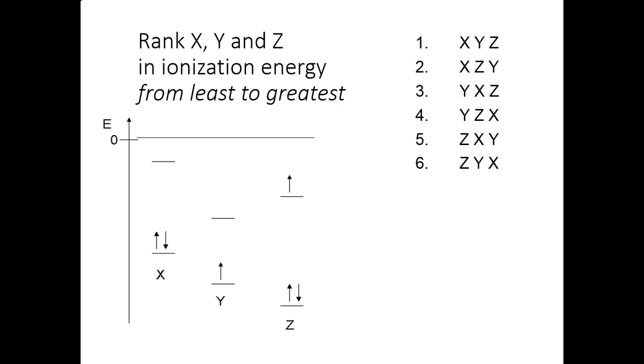Given the energy level diagrams for X, Y, and Z, we can rank them in ionization energy from least to greatest. Note that there are 6 possibilities. When you see an energy level diagram like this, note that there may be other filled orbitals at lower energy, and there are other empty orbitals at higher energy. The diagram does show the lowest unoccupied orbital for X and Y, and there would be more higher up.